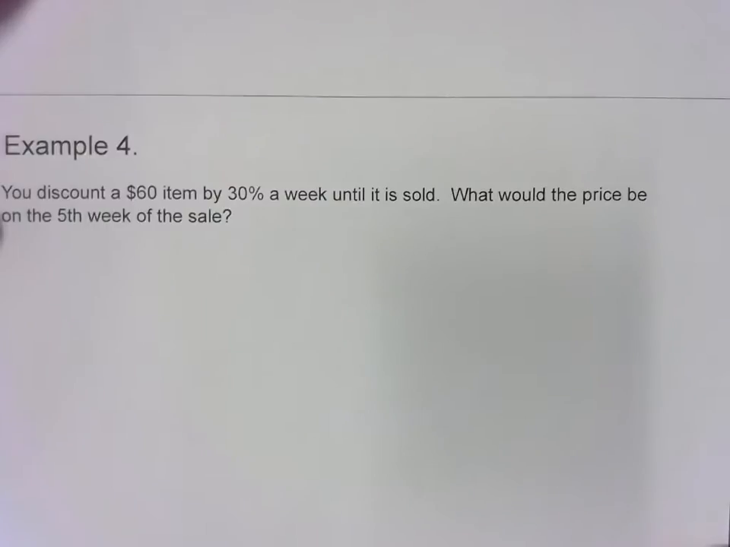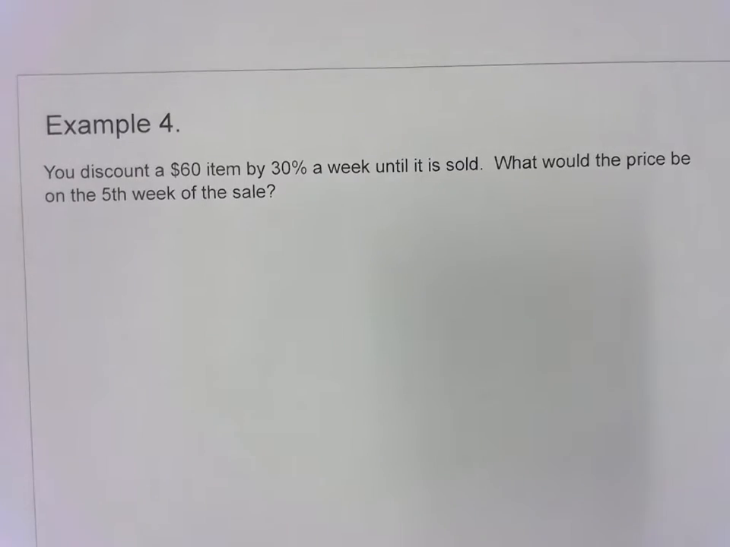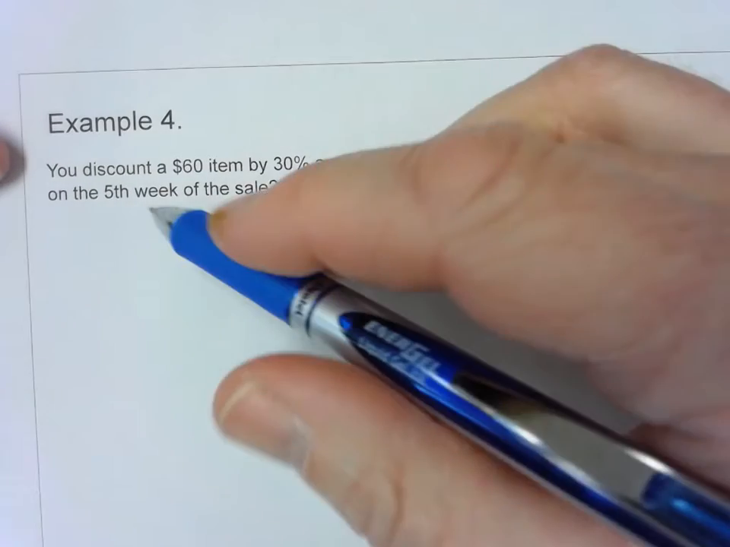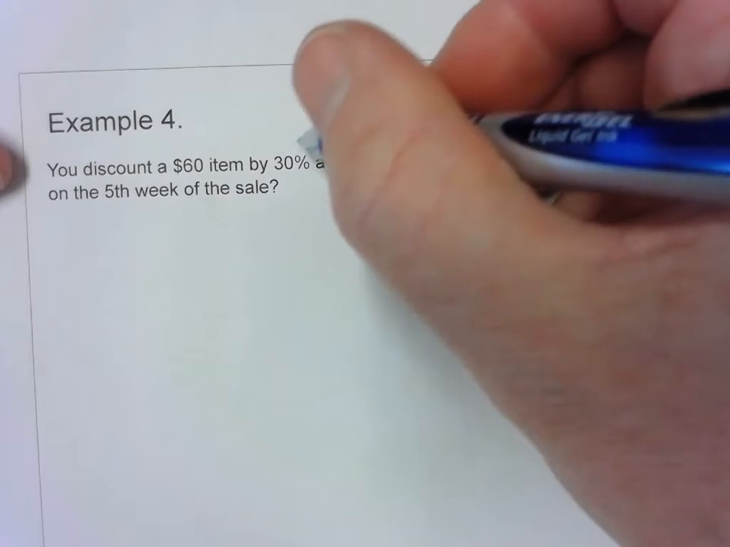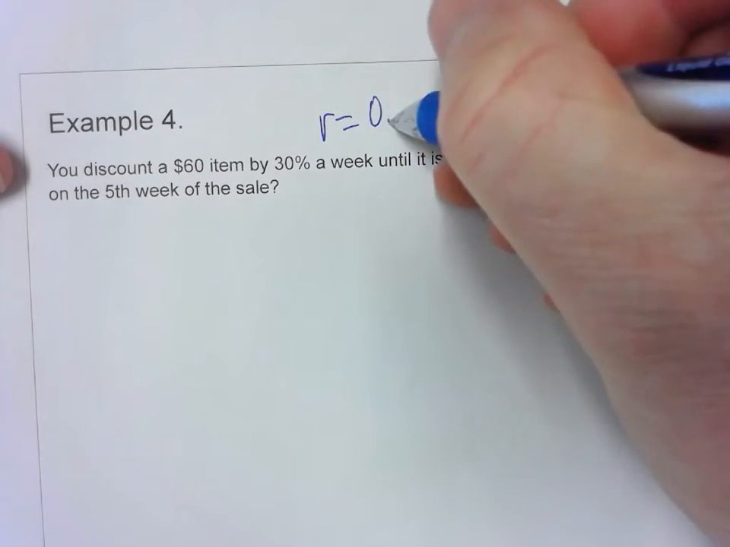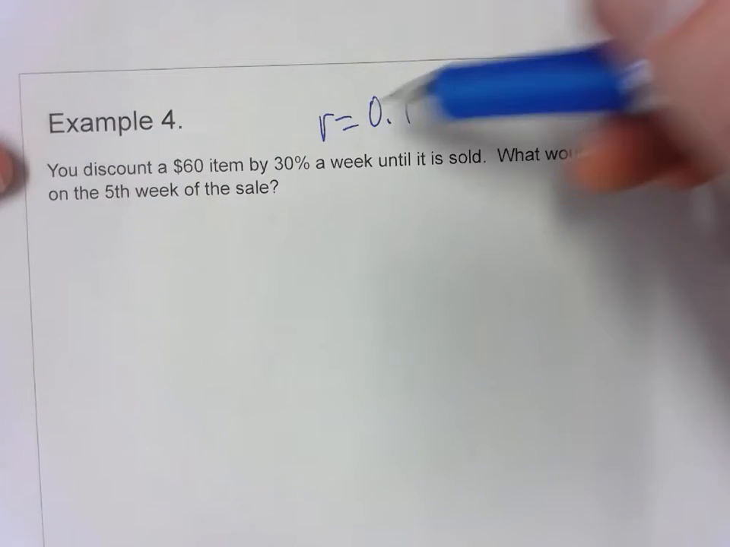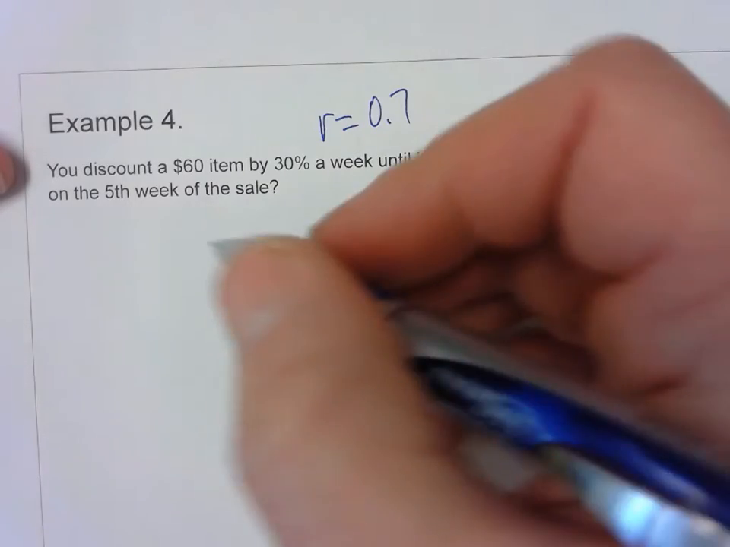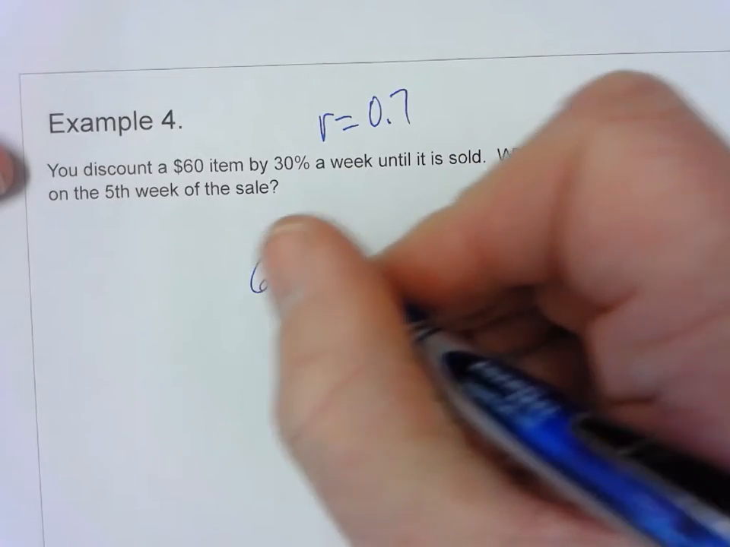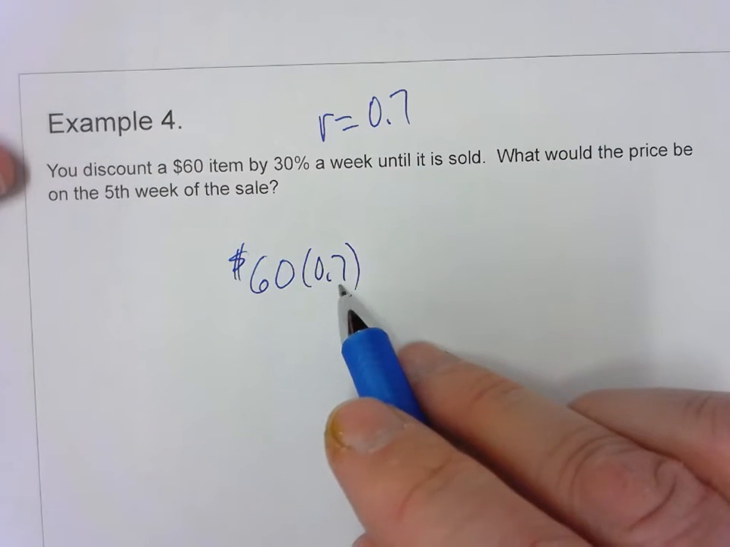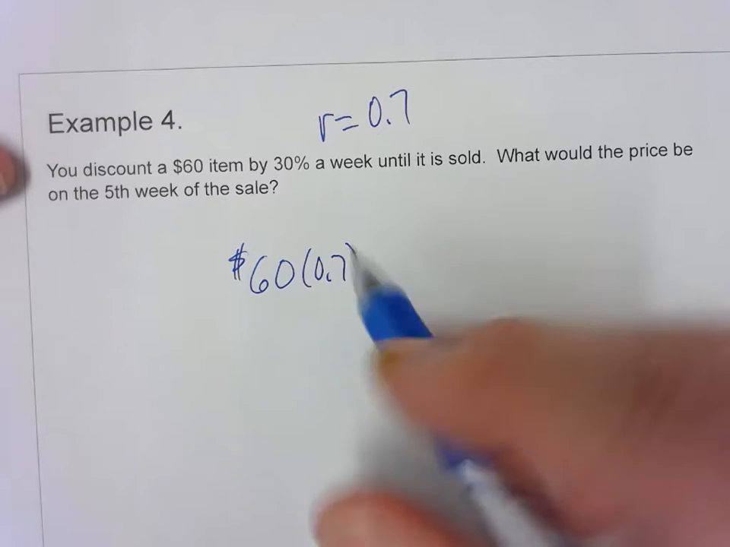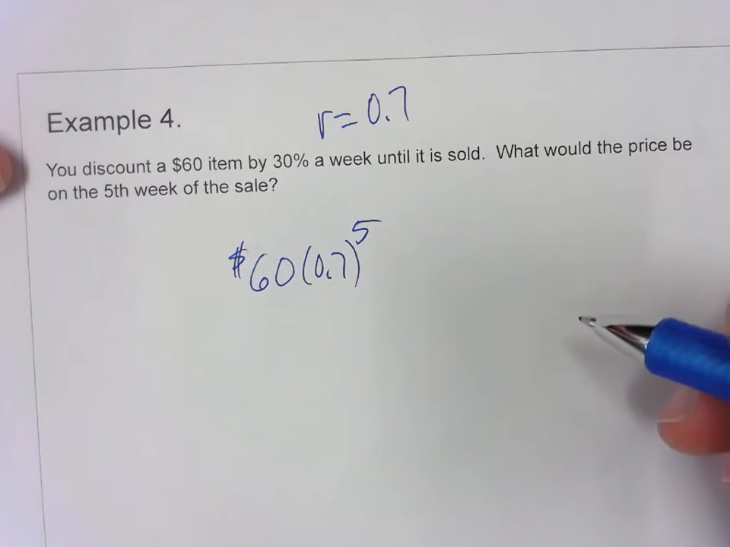Okay, the last example is kind of an exponential decay problem. We have a $60 item, we're discounting at 30% a week for 5 weeks, and we want to know what the sale price is after the 5th week of the sale. So r is not 30. r is equal to 70% or 0.7 because you're throwing away 30%, but you're keeping the 70%. So it's going to be $60, and we're going to multiply it by 0.7. Now, if you multiply it by 0.7 one time, that'd be the sale price after 1 week. We want to do it after 5 weeks, so we're going to do it to the 5th power.